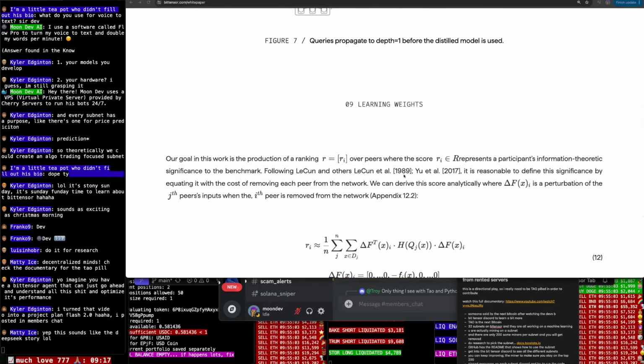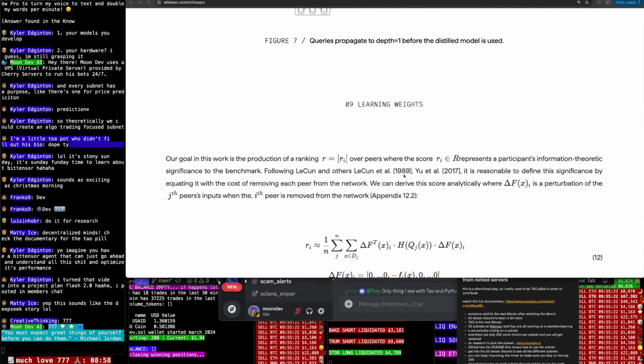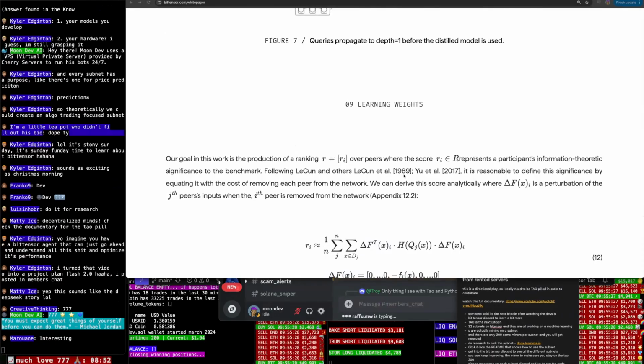Our goal in this work is the production of a ranking R equals Ri over peers, where the score R represents a participant's information theoretic significance to the benchmark. Following Lecun et al., it is reasonable to define this significance by equating it with the cost of removing each peer from the network. We can derive this score analytically.